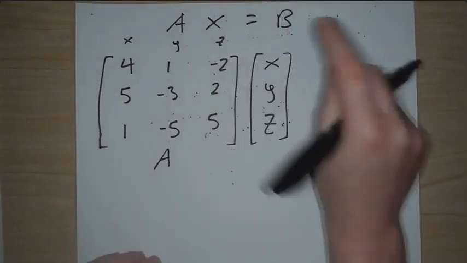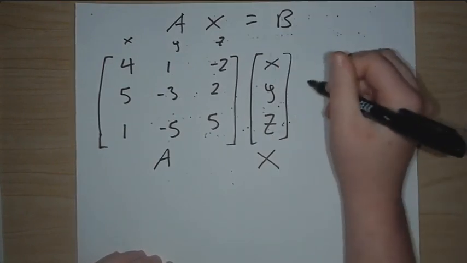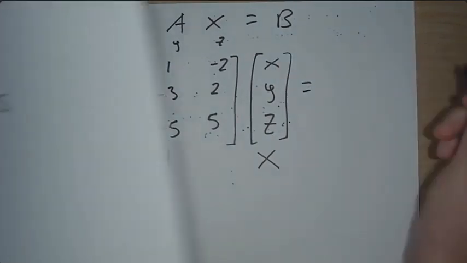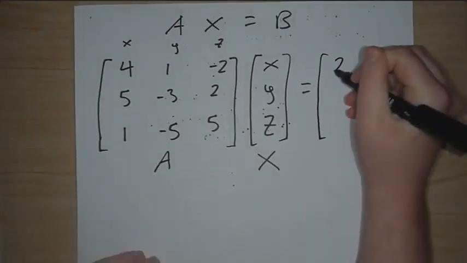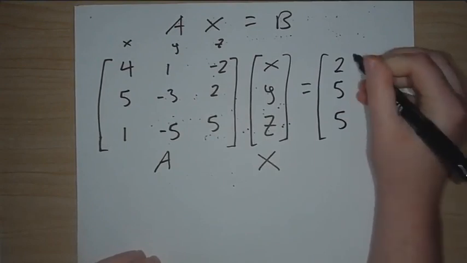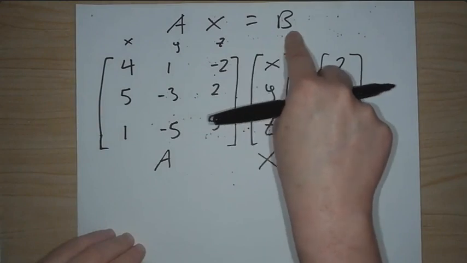to exactly what we have here in the first row, in the first equation. So now we have to have our B matrix. This is our X matrix. This is a different X than this X. So we have our B matrix, which is everything that this is equal to: 2, 5, and 5. And so we have A times X is equal to B.